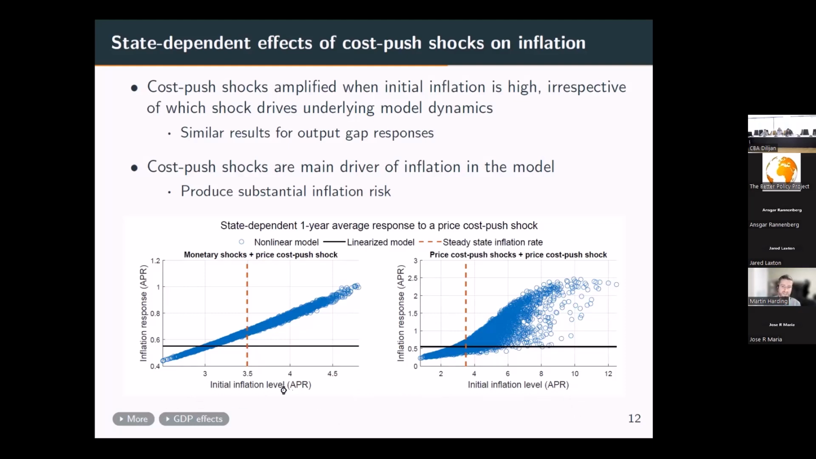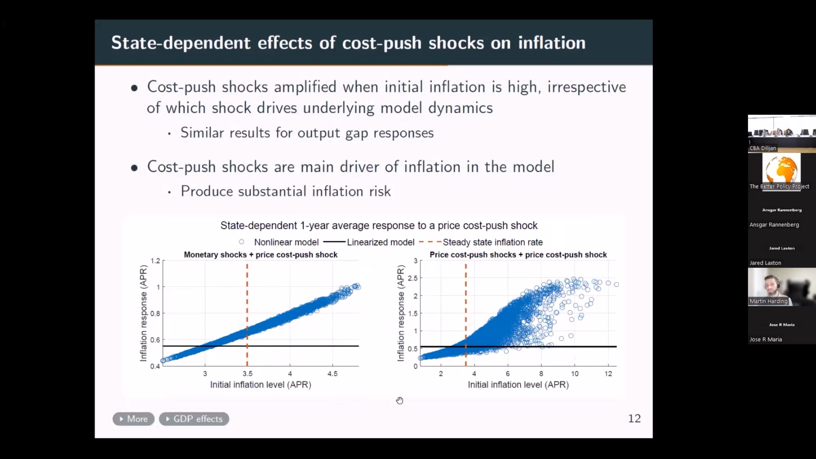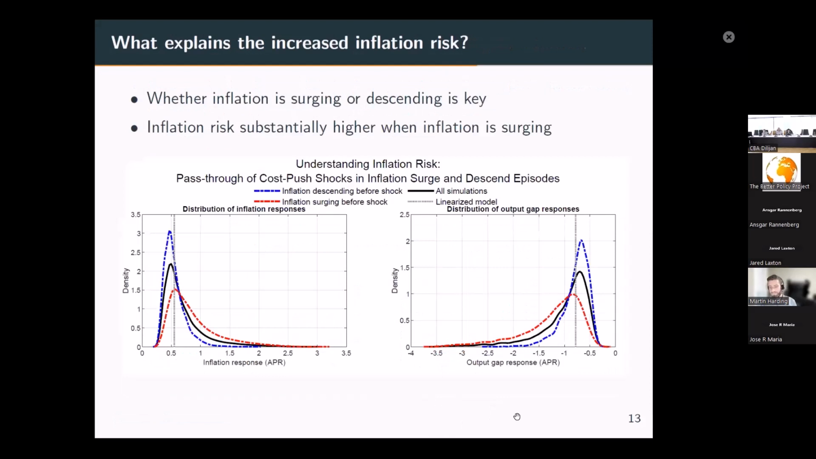Now, before I move into that, I just want to make the case that this same exercise, we repeat for all the shocks in the model, and we get the same for all underlying shocks, whether it's risk premium or fiscal shocks. So this is going to be a feature of the model that is going to hold irrespective of the underlying driver. But we of course focus on cost push shocks as drivers because this is the main driver of inflation in the model. So it's going to be the key element to focus on.